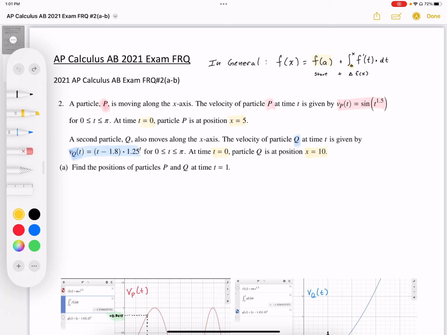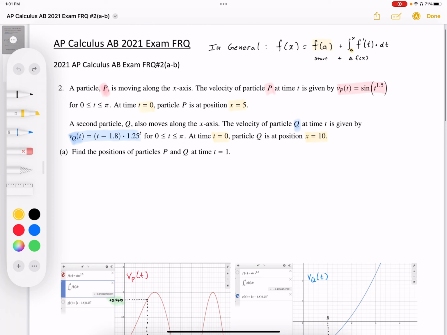A second particle Q moves along the x-axis, and the velocity of particle Q is given by the function vq of t is t minus 1.8 times 1.25 to the power of t in the same time interval. And for Q, the starting point, t equals 0, is going to be at x equals 10. So that's important. We have starting points. We have the velocity function, which is the derivative, and we're going to find the area underneath that derivative to find the change in the position.